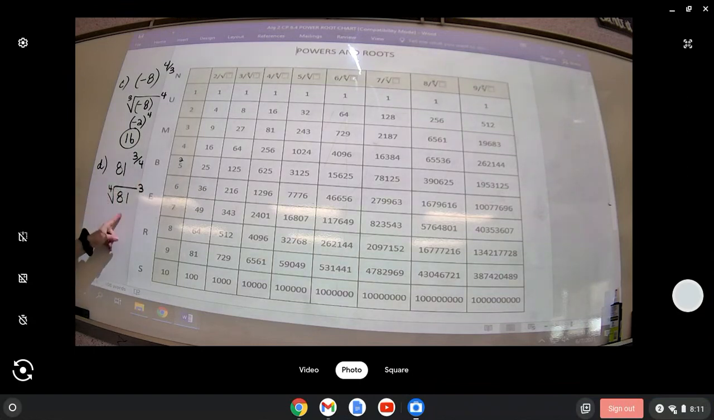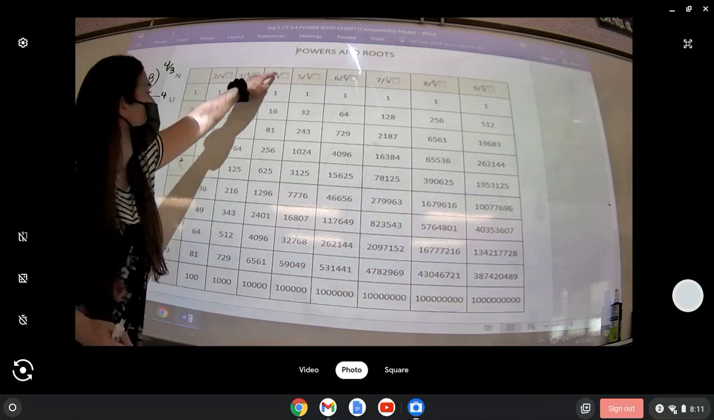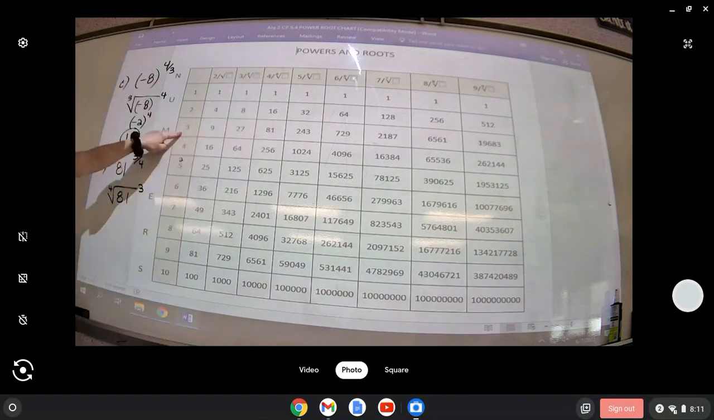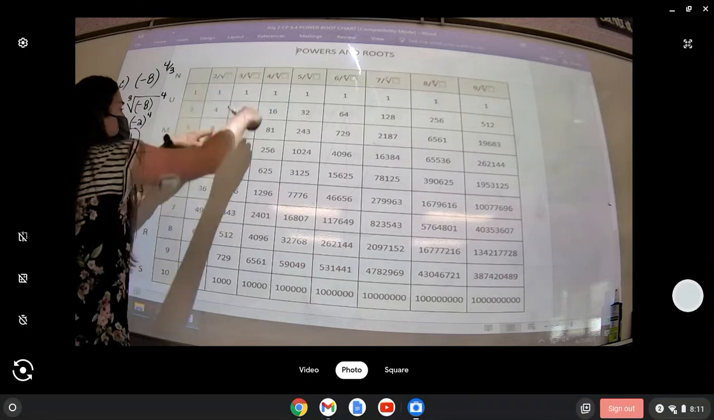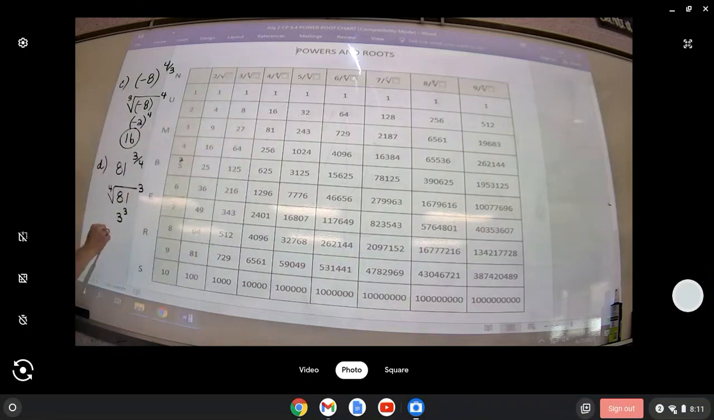Well, what's the 4th root of 81? 4th root, 81, bring it all the way home, it's 3. So then that's going to be 3 to the 3rd power. What's 3 to the 3rd power? 3 to the 3rd power is 27. And you're done. So again, your chart is so much quicker than using a calculator. And you don't have to worry about typing something in wrong.